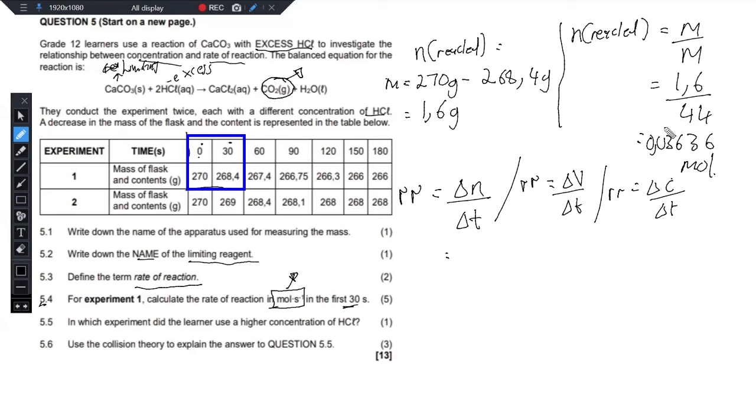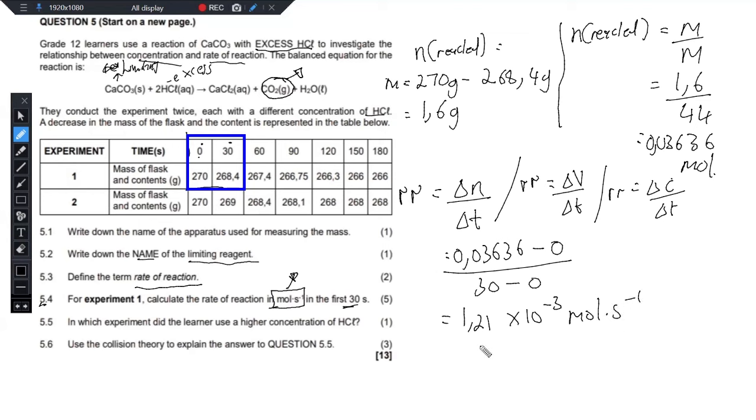Now, at this point, we did find the number of moles that reacted between the first 30 seconds. So that's 0.03636 minus 0, obviously. And then our delta time there has to be between here. So that's 30 minus 0 as well. And then if we calculate here, this is going to give us 1.21 times 10 to the exponent of -3 mole, right? So obviously mole per second.